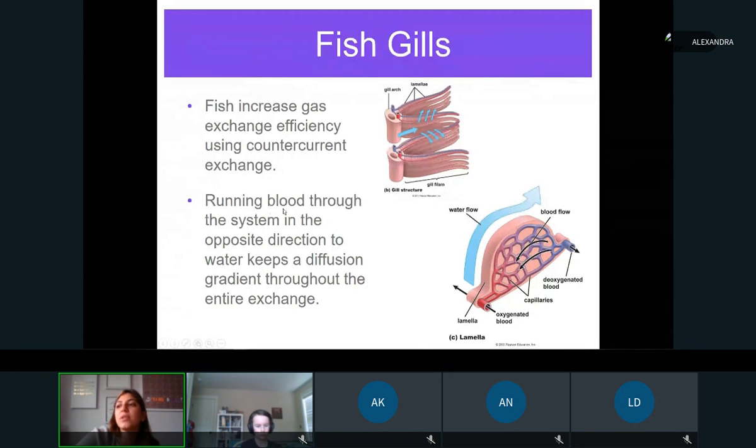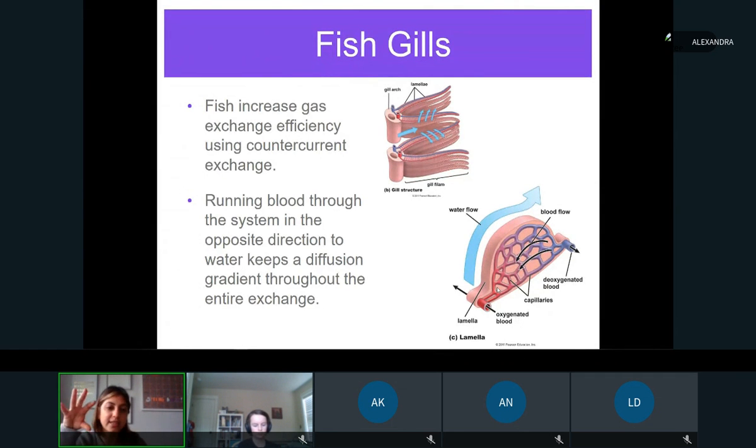But running blood through the system in the opposite direction to water keeps a diffusion gradient throughout the entire exchange, meaning that as long as we're running it away from the source, we're always going to have some sort of depletion or lesser amount, which causes that concentration gradient. Remember that oxygen is going to flow from high levels of concentration, so areas where there's lots of oxygen, to low level concentration where there's a little bit of oxygen. So if we continuously have that one end being less than how much we start, we will always have this funnel, right? We'll always be sending oxygen.